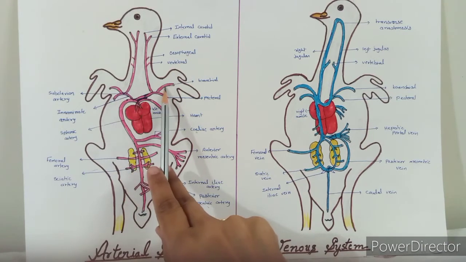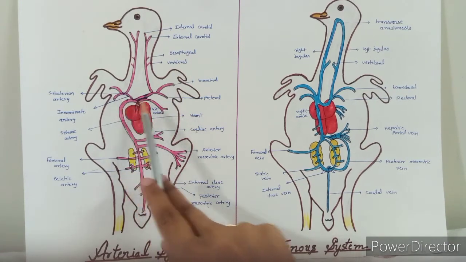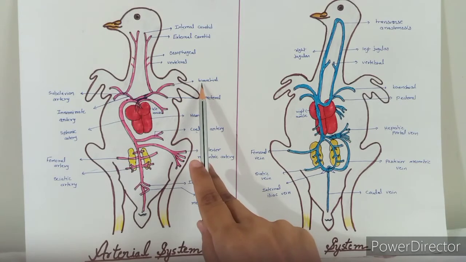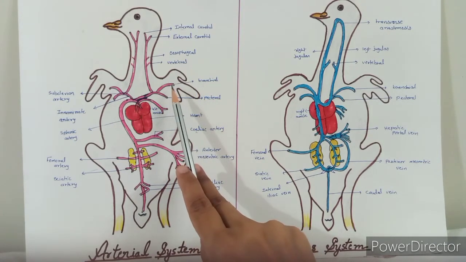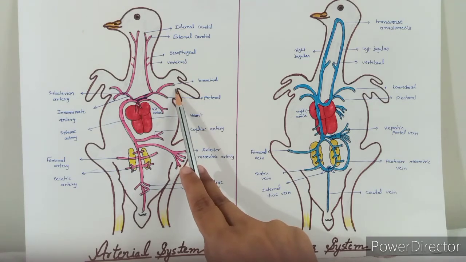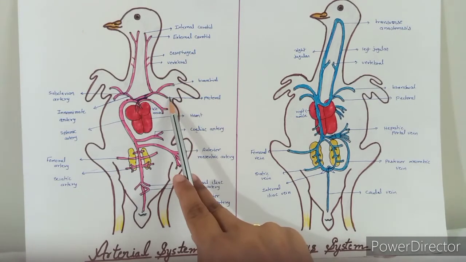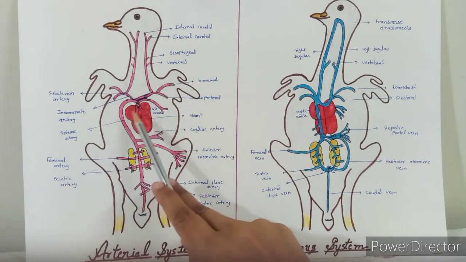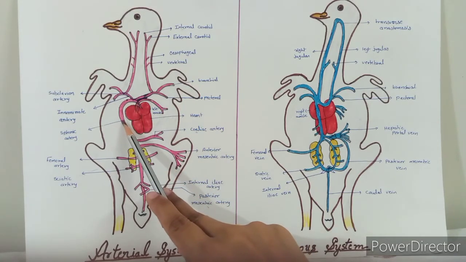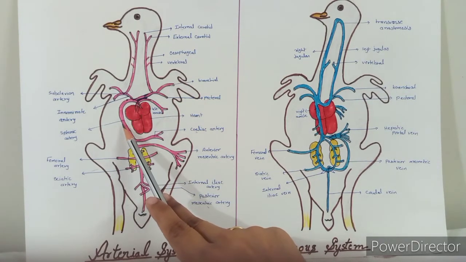This is two parts. This is brachial. Here two parts and here two parts. First is the brachial artery and second is the pectoral artery. Brachial artery supplies the blood to the wings, and pectoral artery supplies the blood to the thoracic wall. Then we talk about the systemic artery. This is the systemic artery. The systemic artery is also called the dorsal aorta, so don't be confused by the name.